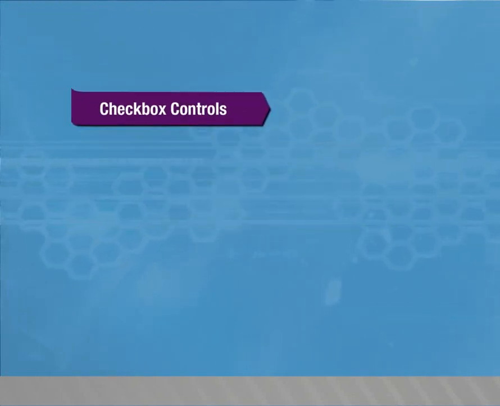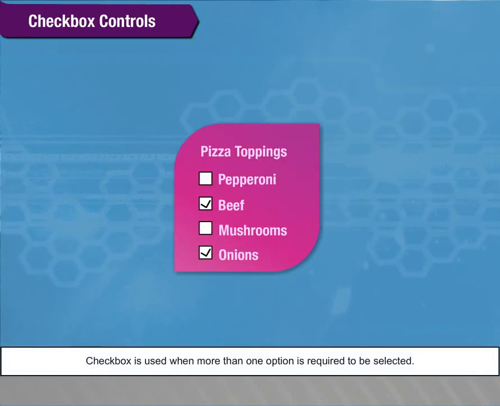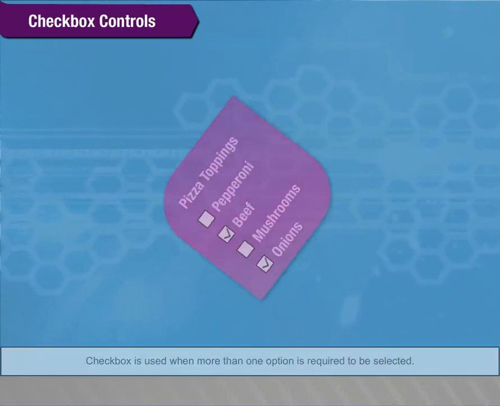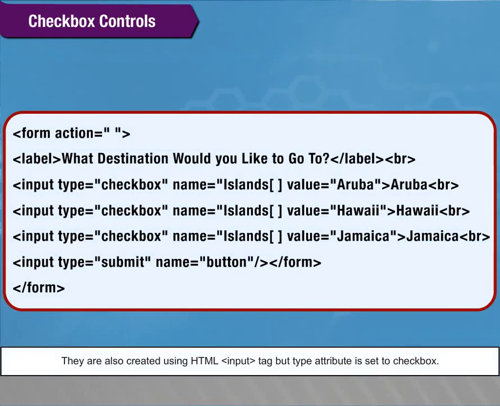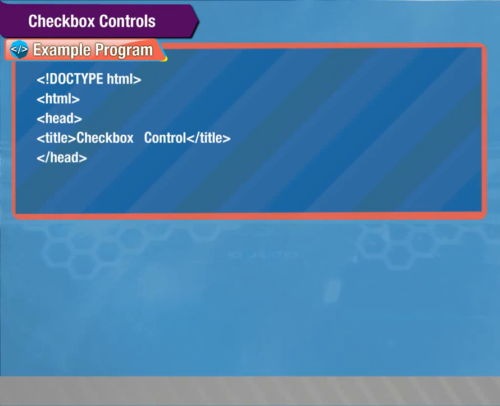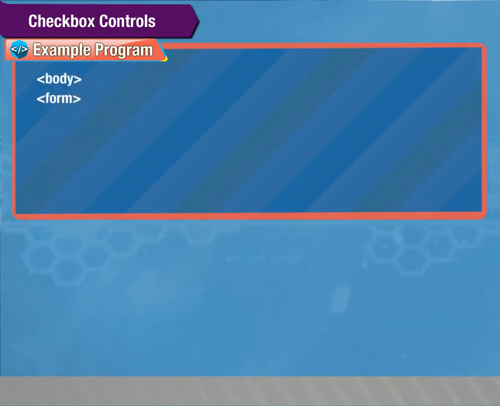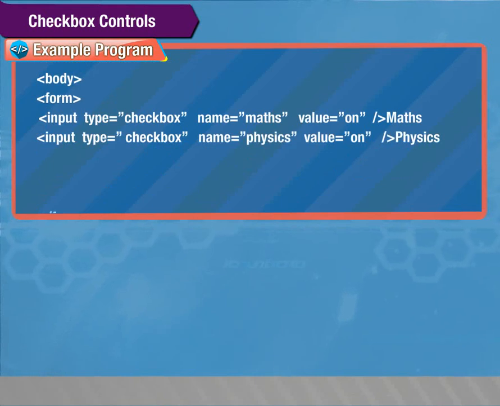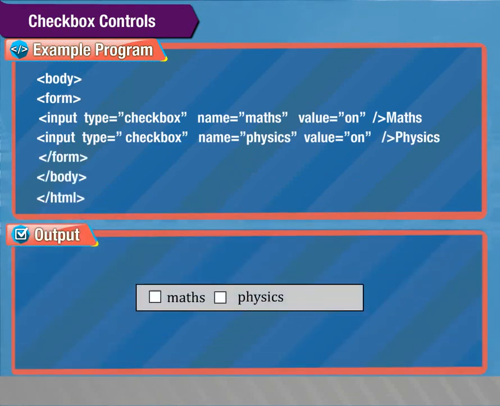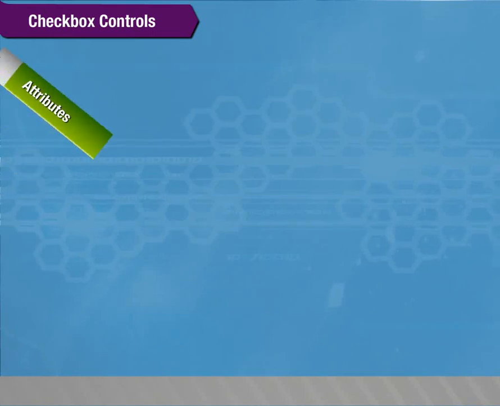Checkbox controls. A checkbox is used when more than one option is required to be selected. They are also created using the HTML input tag, but the type attribute is set to checkbox. Now we can see the example program of checkbox controls. The output of this program is shown on screen. Attributes.